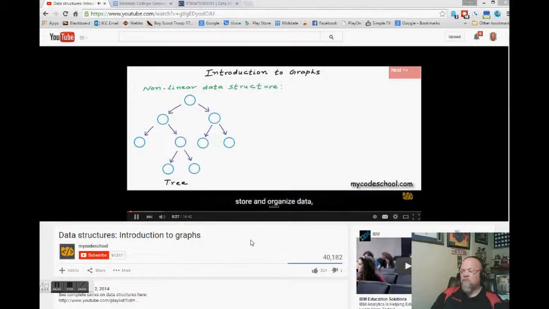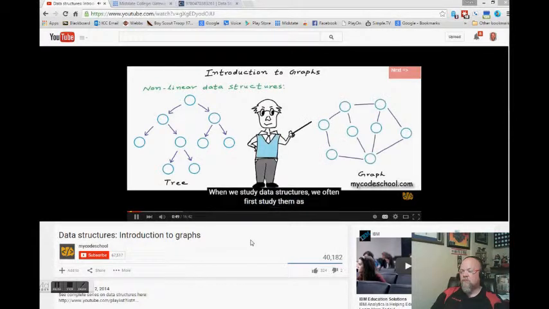Structures are ways to store and organize data, and for different kinds of data we use different kinds of data structures. In this lesson we are going to introduce you to another non-linear data structure that has got its application in a wide number of scenarios in computer science. It is used to model and represent a variety of systems, and this data structure is graph.